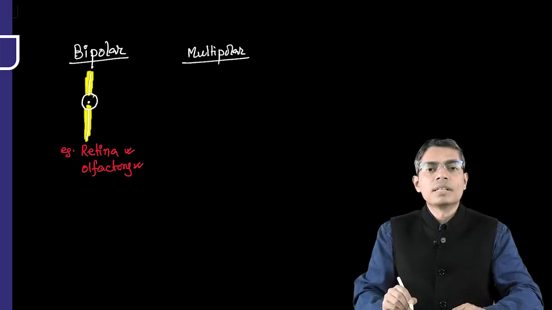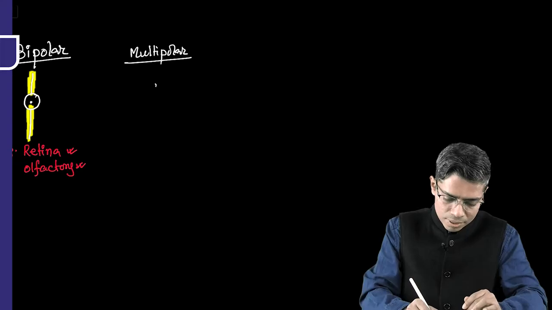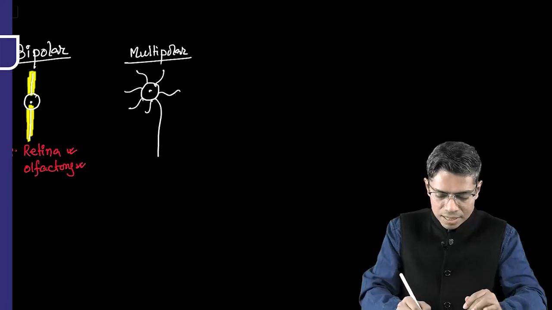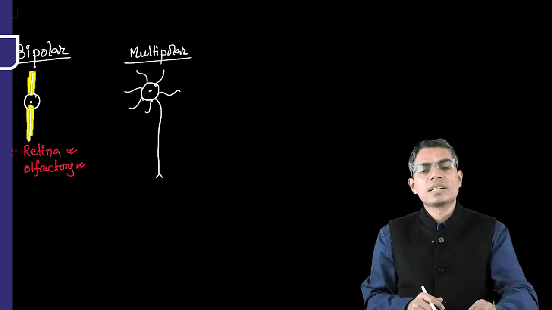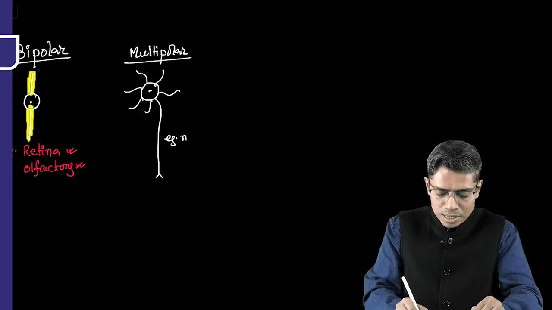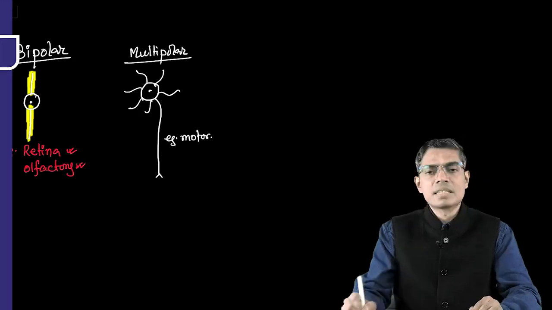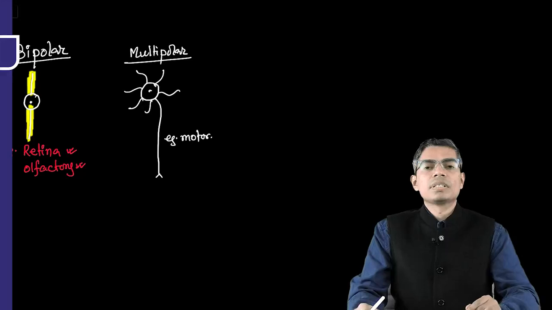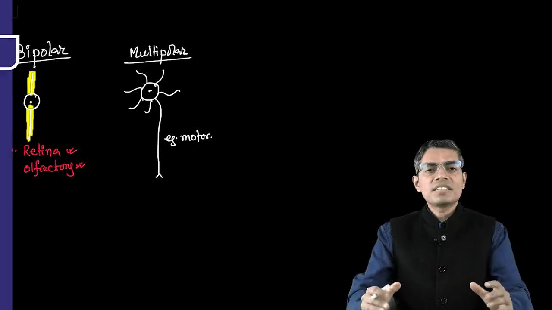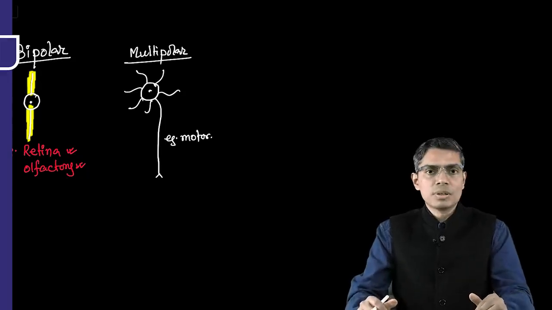And lastly, the multipolar neuron. The motor neuron that we have discussed just now. From the cell body, multiple processes which are nothing but dendrites, and a single large process which is nothing but the axon. This is typical of multipolar neuron. So examples are many, but the typical example is motor neuron. So this is all about the basic structural functional aspect of neuron.